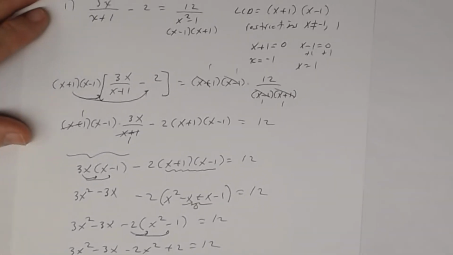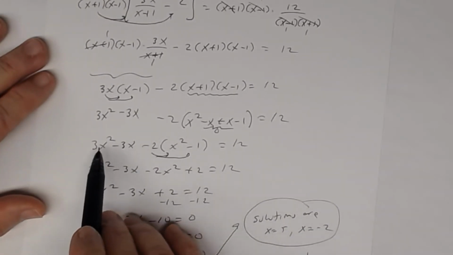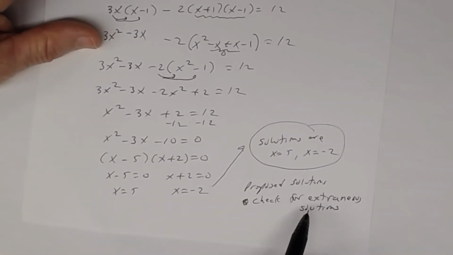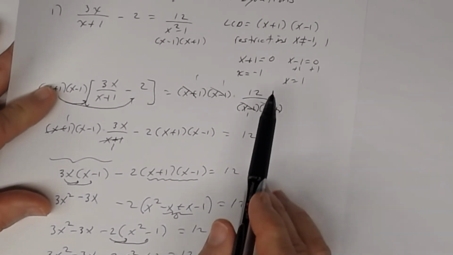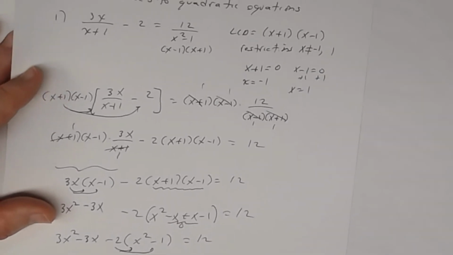All right, so that's an example of a rational equation that led to quadratic equations. But just like you did in a previous lesson, you have to check for those extraneous solutions, which basically you're just looking to your restrictions. All right, so that's number 1. So let's look at another. So let's look at a couple more. So let's look at number 2.